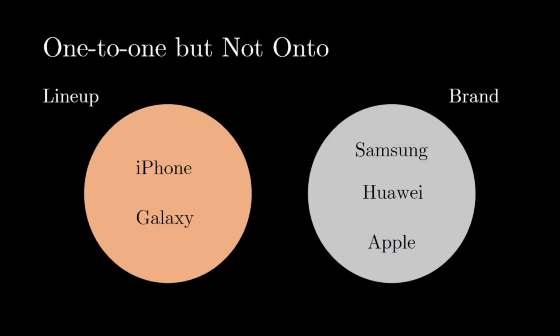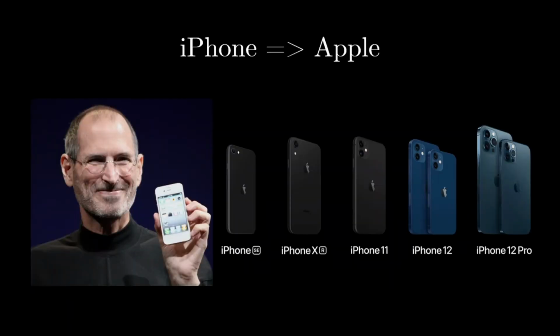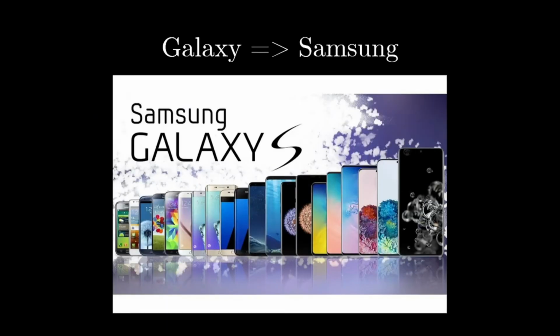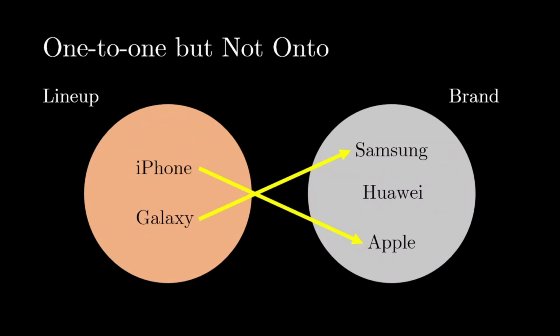Another one-to-one but not onto is the function between these two sets, the phone lineup and the brand associated with it. Apple revolutionized the smartphone industry when they released the original iPhone back in 2007. Since then, it remains to be a successful lineup, bringing advancements to smartphone technology. Another tech giant, Samsung, is one of the leading companies in Android phones. For this example, because Huawei does not have a lineup mentioned here, it is still a one-to-one function, but not onto.